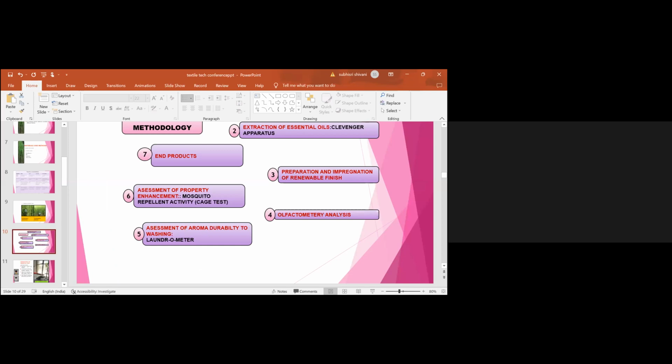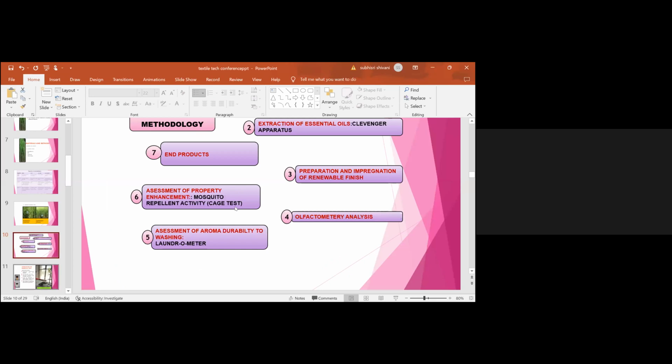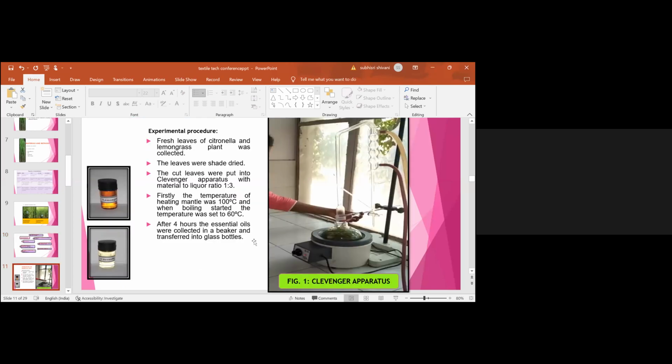So, firstly, after preparation of fabrics like scouring and desizing, the extraction of essential oil was done. This was done by a Clevenger apparatus, for which fresh leaves of citronella and lemongrass plants were collected. Then they were shade dried and put into the flask in a material to liquor ratio of 1:3. Firstly, the temperature was set to 100 degrees centigrade, and after boiling started, the temperature was set to 60 degrees centigrade. After 4 hours, the essential oil was collected in a beaker and transferred into a glass bottle.